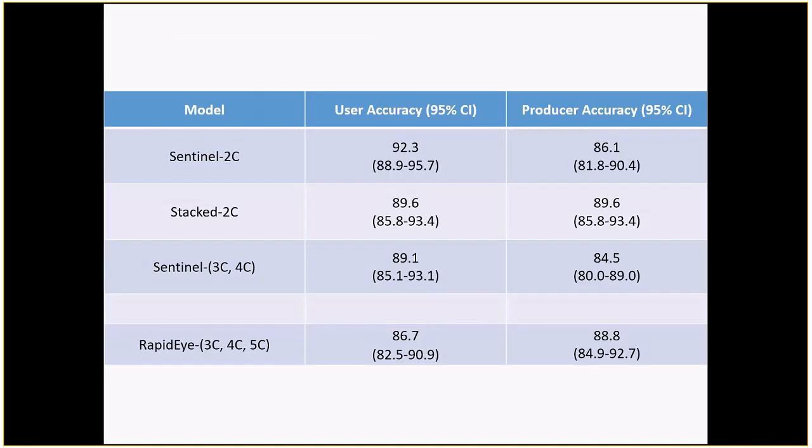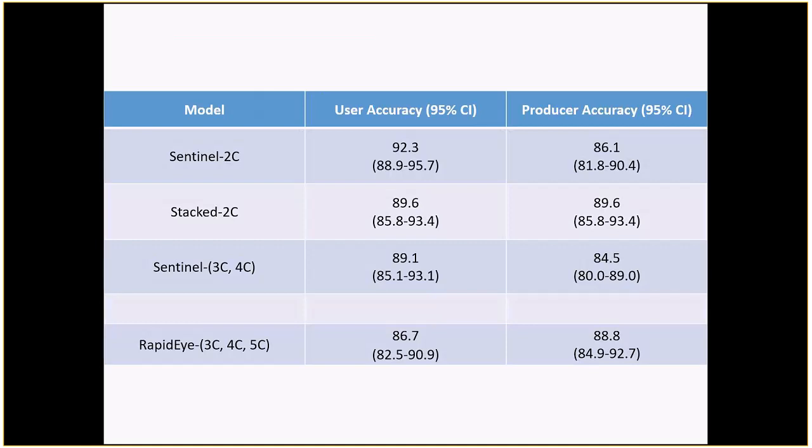This table also shows you the 95% confidence interval, so that gives you some idea of the uncertainty around these accuracy estimates. And what you'll see is that the confidence limits overlap even among the top model and much lower ranked models. So for example, that RapidEye upper confidence limit, 90.9, falls within the bounds of the confidence limits for the top model. And what that's telling us is that ultimately, from an accuracy perspective, these models are statistically indistinguishable.